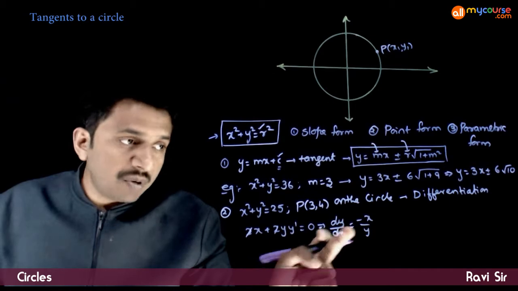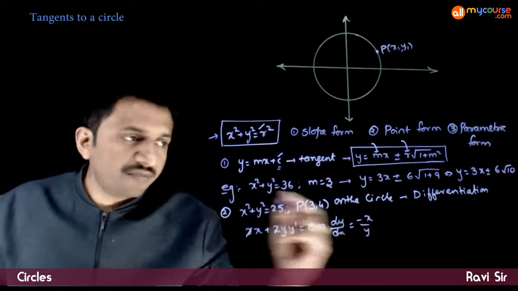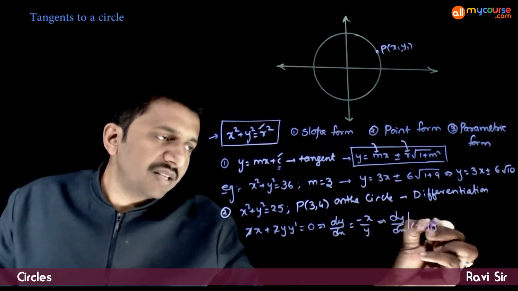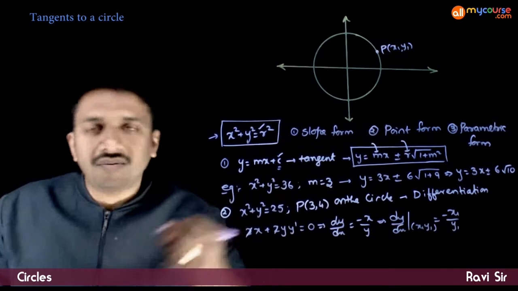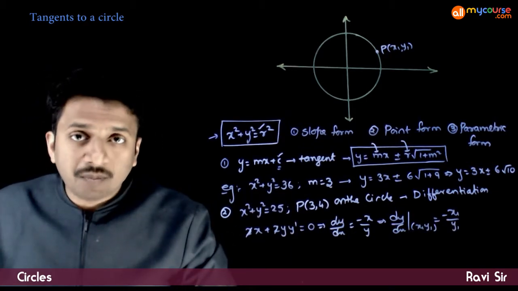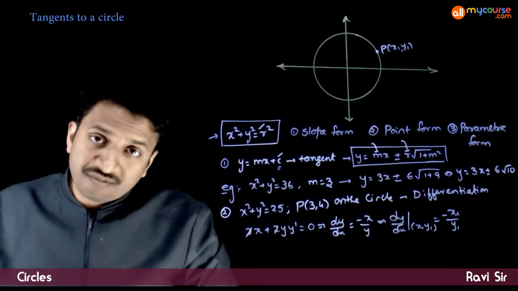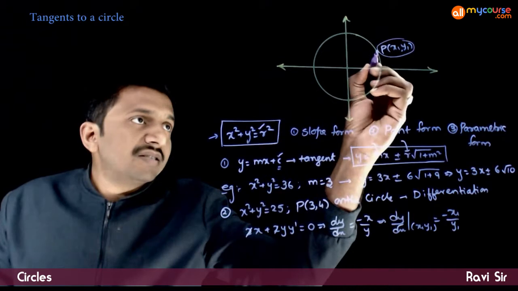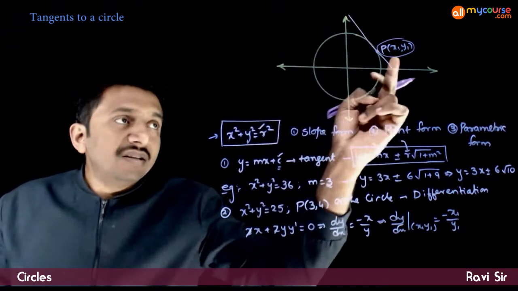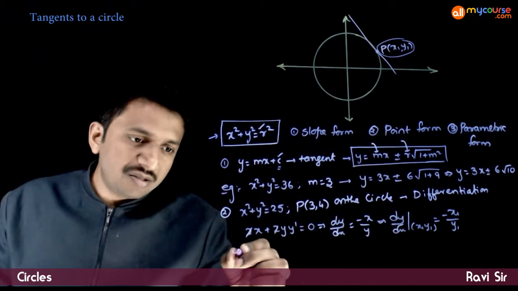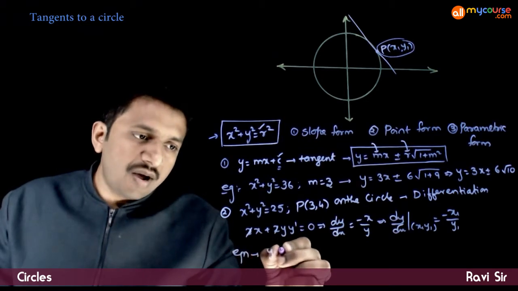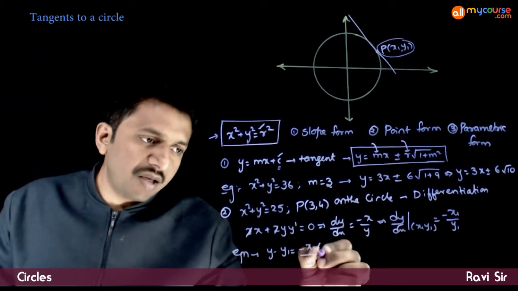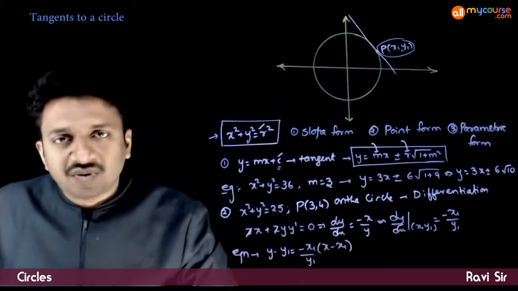At a general point (x, y), dy by dx is minus x by y. So what is dy by dx at the point (x1, y1)? It is nothing but minus x1 by y1. Now you know the slope, and you know the point. So what is the equation of the tangent? The equation is y minus y1 is equal to the slope, minus x1 by y1, times (x minus x1).